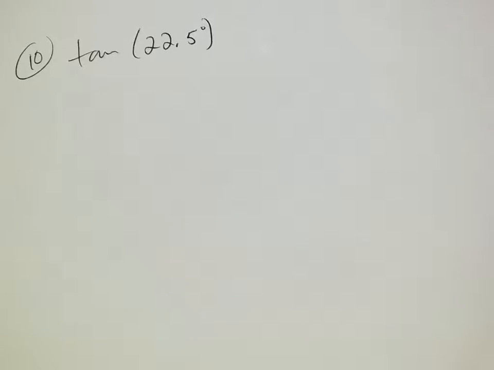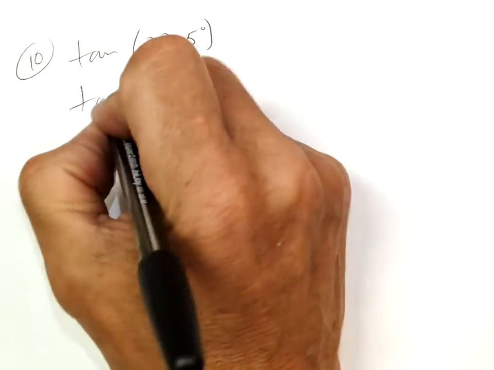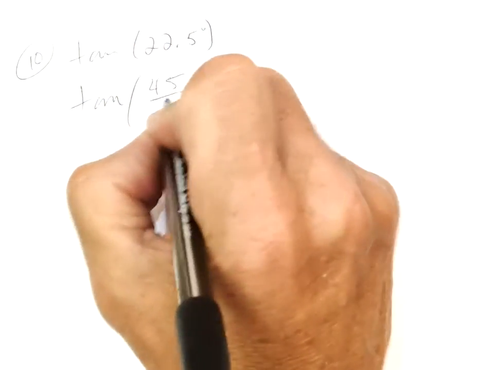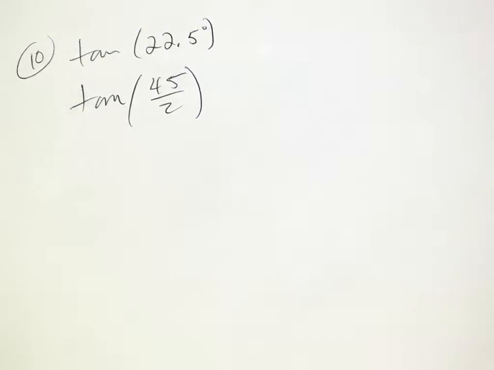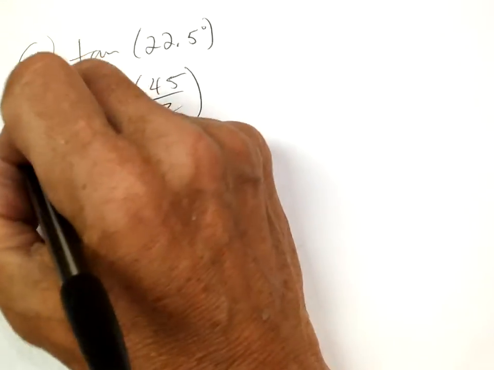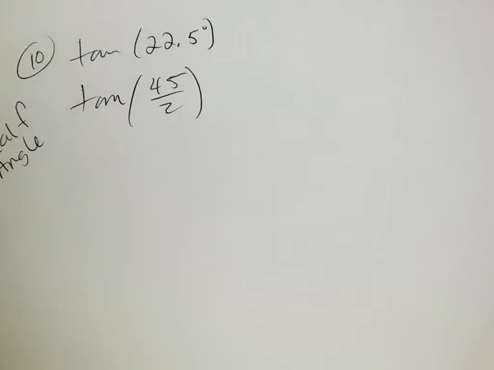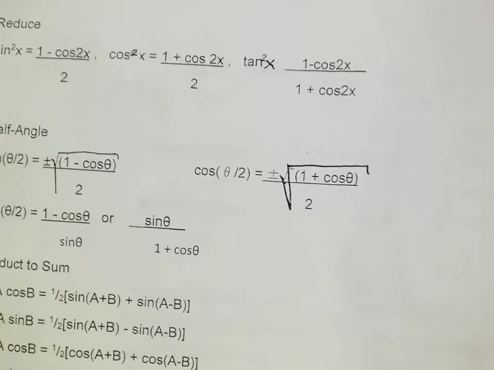So let me rewrite this as tangent of 45 divided by 2. Now, that's a half angle formula. Okay, so I'm looking at my notes for half angle. Oh, it's half angle. I get double angle. And there's my half angle. So here's my half angle formula.